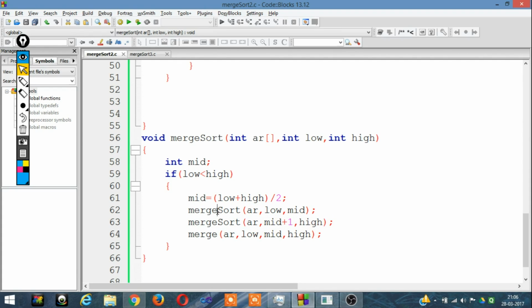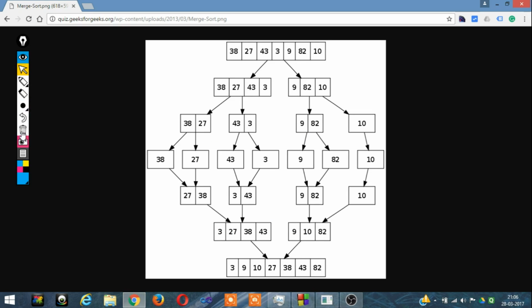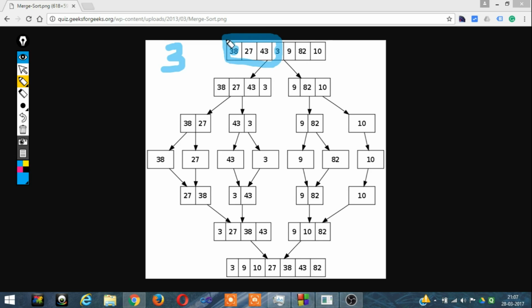How? Well, merge sort has three parameters. The first one is the array, and the second are the indexes. So I am passing low and mid. What is my mid in this case? My mid in this case is 3. So this is my new subarray. And in the second case, I am passing mid plus 1 up to high. Mid plus 1 is 4, so up to this one. This is my second subarray.